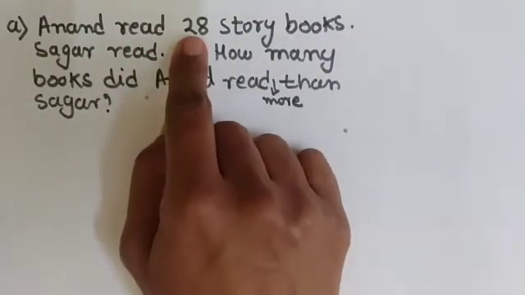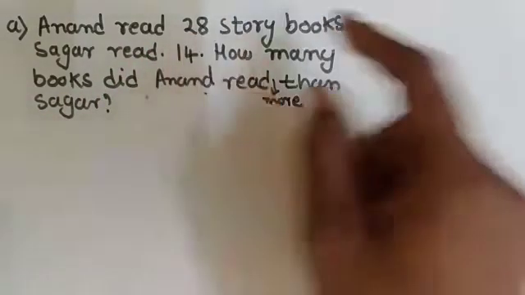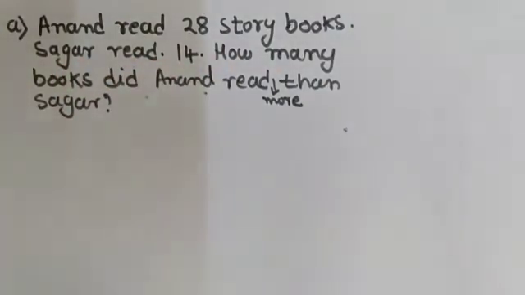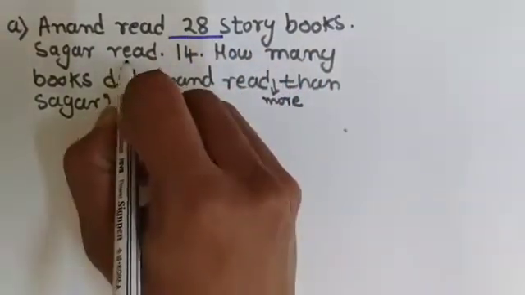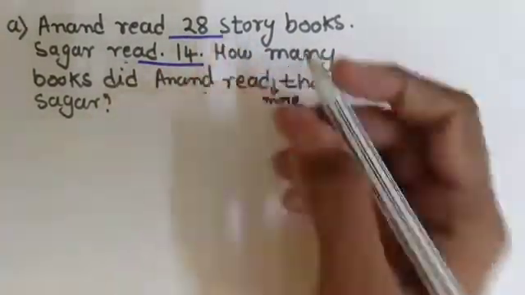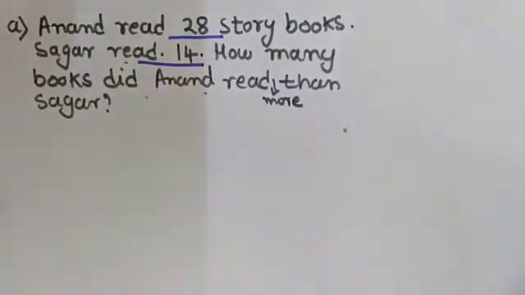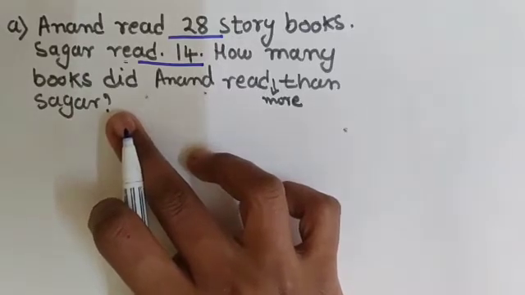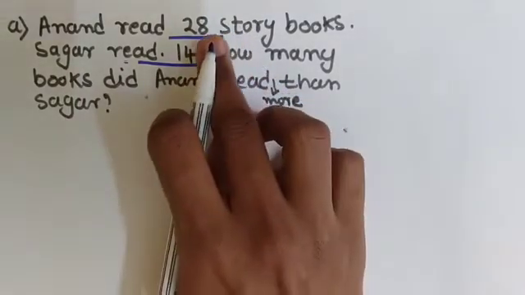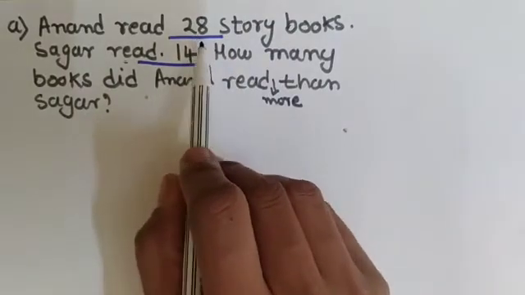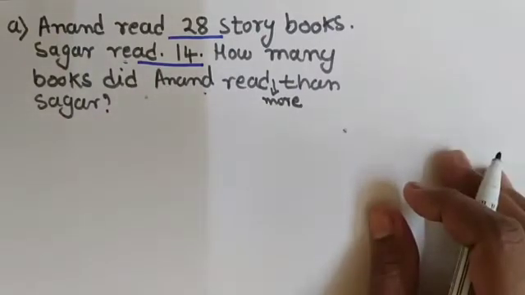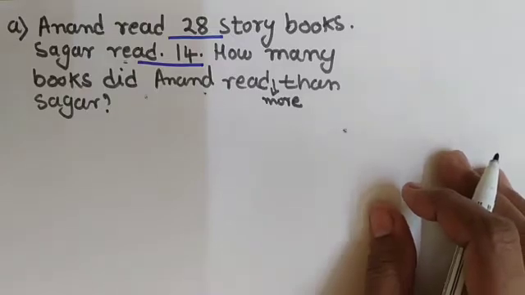Means Anand read 28 story books here. And Sagar read 14. Means Anand read more than Sagar. So how many more did he read than Sagar? So how to find out that, children? They want to find out the difference between the number of books read by Anand and Sagar. So what we have to do, children, to find out the difference? Yes, we have to do subtraction.